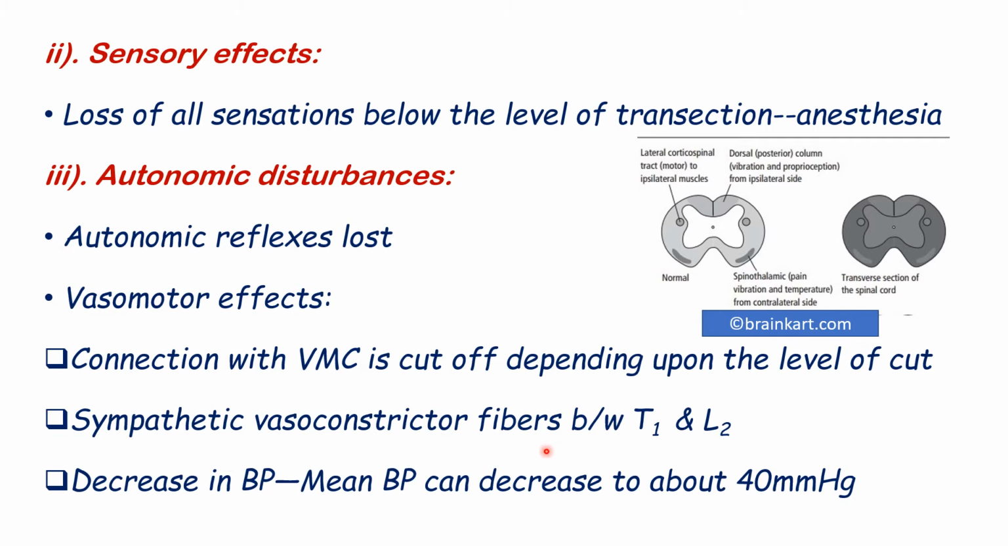So the continuous sympathetic tonic discharge to the vessel smooth muscle is lost, and there is arterial dilatation. Arterial dilatation leads to a decrease in blood pressure, and mean blood pressure can decrease to about 40 millimeters of mercury. From 100 to 40 millimeters of mercury, the blood pressure can decrease.